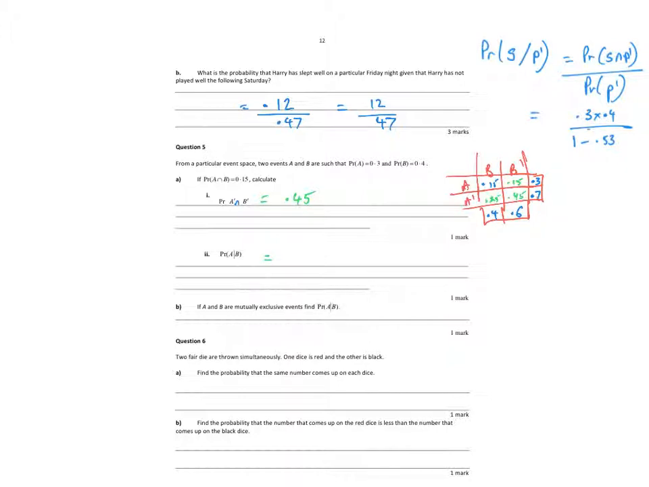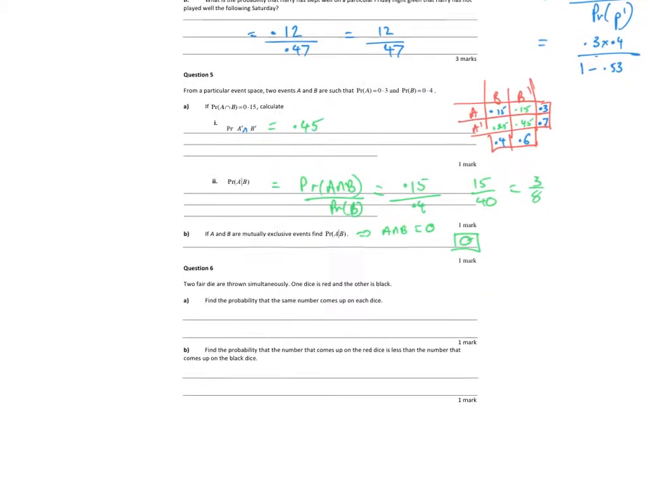A given B is equal to the probability of A and B over the probability of B. So A and B we know is 0.15 over the probability of B, which is 0.4. So it's 15 on 40, which is 3/8. If A and B are mutually exclusive, it implies then that A intersection B is equal to 0, which implies then that A given B will be equal to 0 as well. All right. So let's keep moseying through.